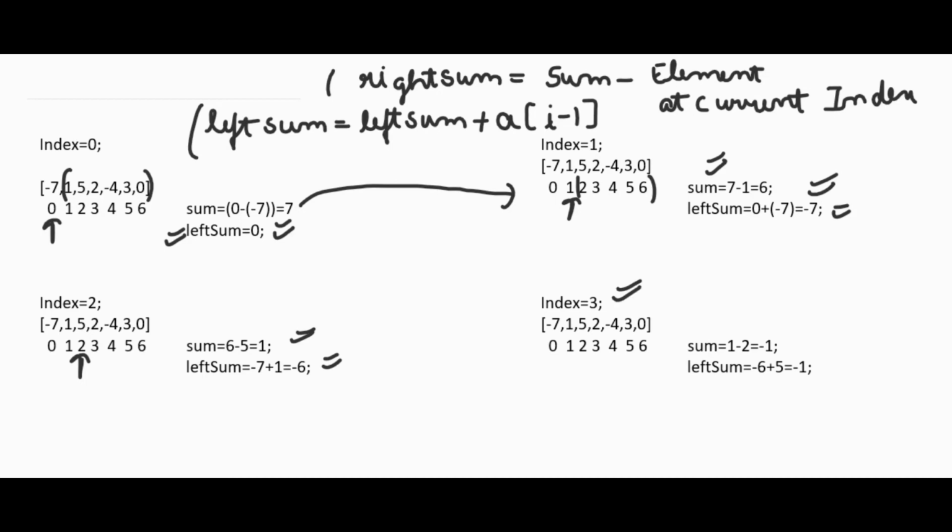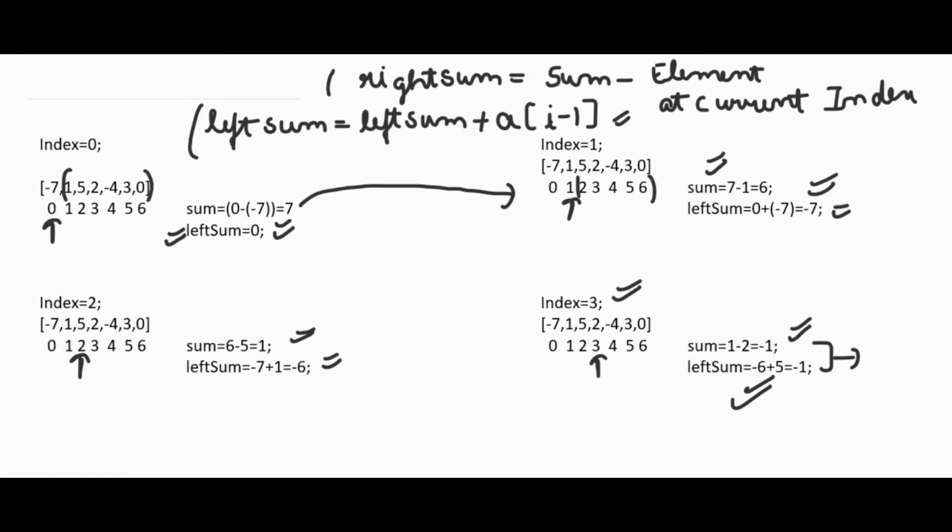Now for index 3, we will consider the same process. We have the sum, and we will subtract the current element from it, which is 2. It will become minus 1, and left sum will be minus 6 plus the element at the previous index, which is 5. So minus 6 plus 5 is minus 1. These are both equal, so we found our equilibrium point.